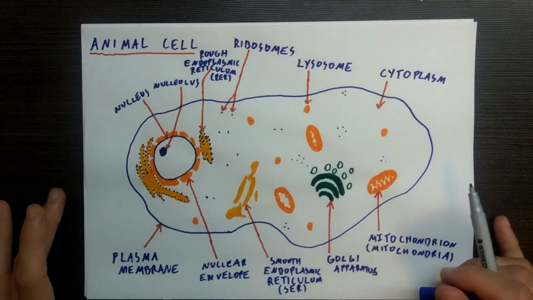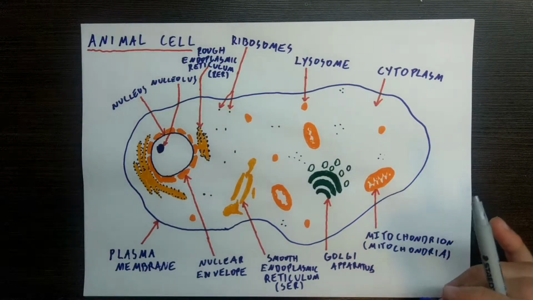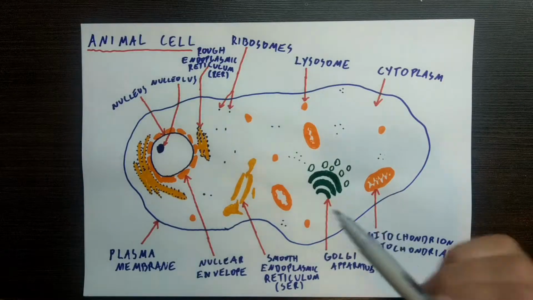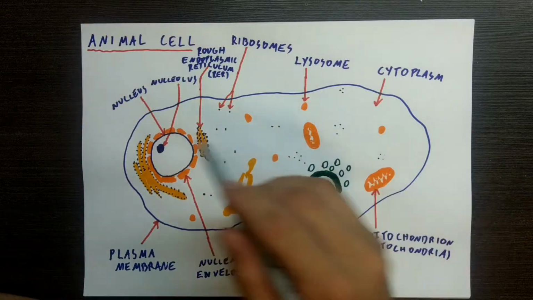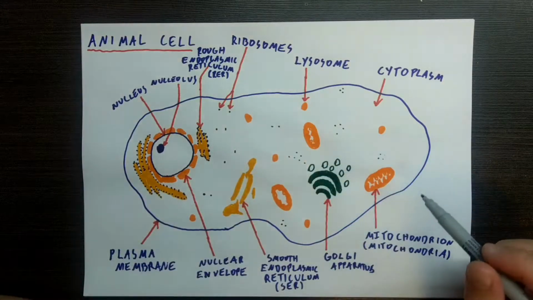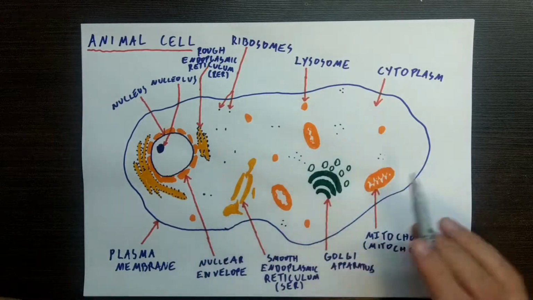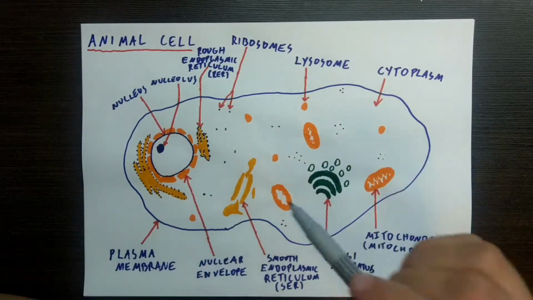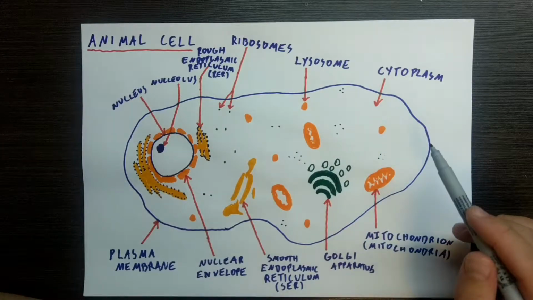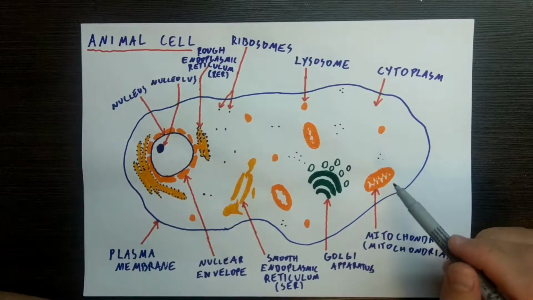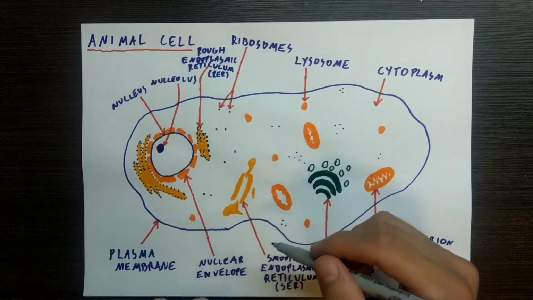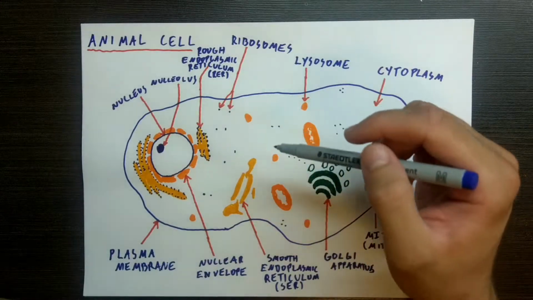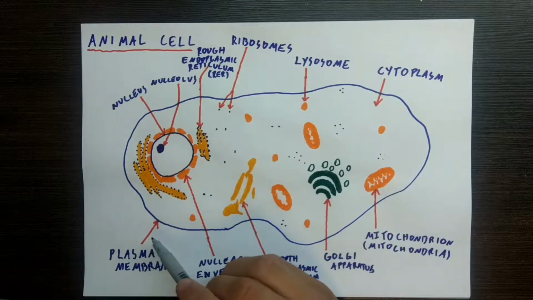Okay, here we go. So here we have a beautiful picture of an animal cell. I have labeled it for you, and we will go through what each of these things does, don't worry about it. Okay, so we have an animal cell, and we're gonna start with the plasma membrane right here.